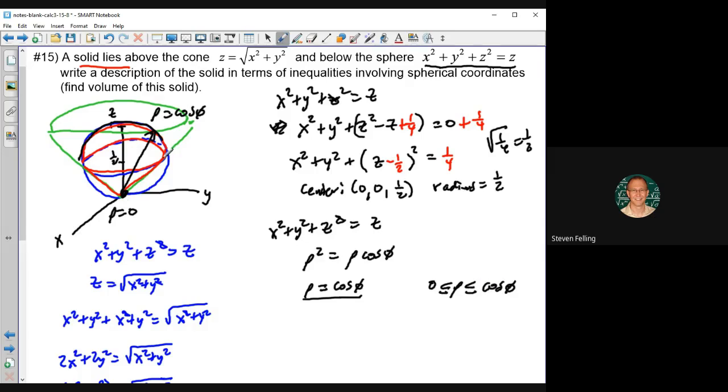And then to complete this, I would want to say, well, what do theta and phi need to be? For phi, we're going to start at phi equals 0, and then we want to go down here until we get to this location right here. So I'm going to have to figure out where that stops. Well, let's look at the geometry here to do that.